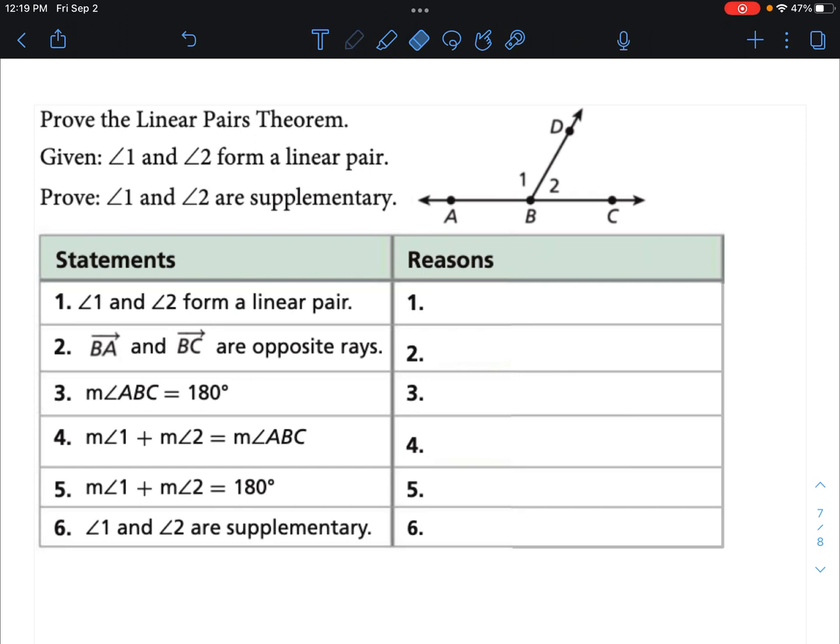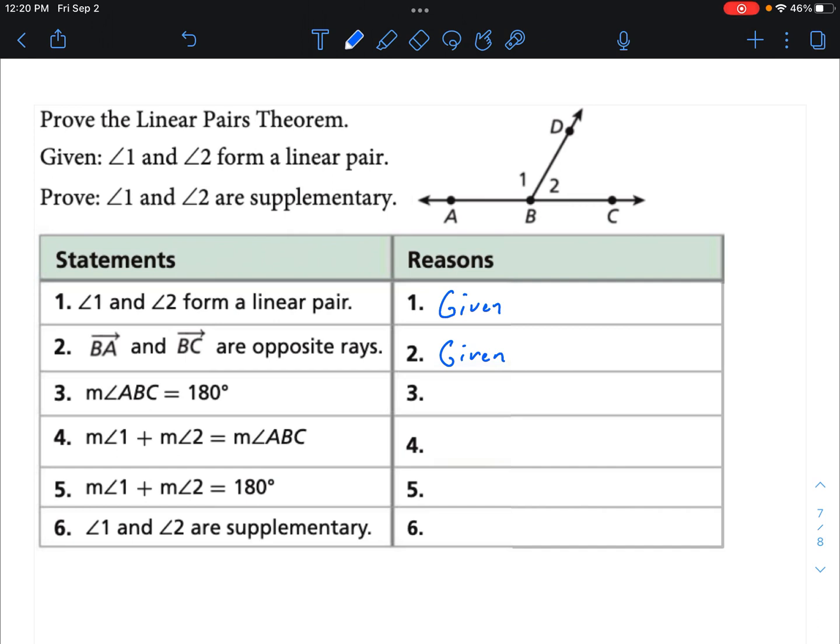So starting with angle 1 and 2 form a linear pair. The reason there would be given. Of course, that was right there in the given information. I'm also going to use the picture to help give us some given information, like BA and BC are opposite rays. You can see BA goes off to the left, BC goes off to the right. They form opposite rays, so that would also qualify as a given.